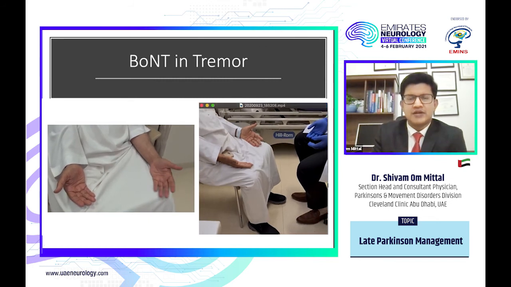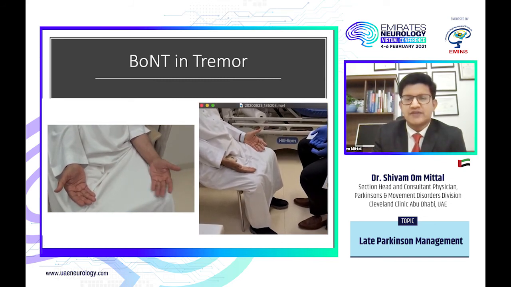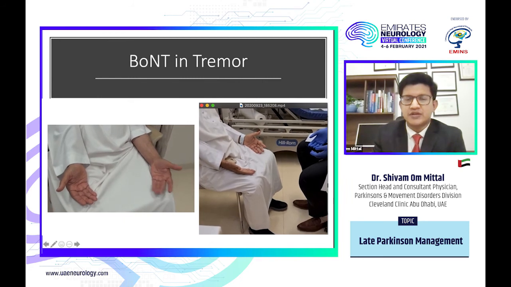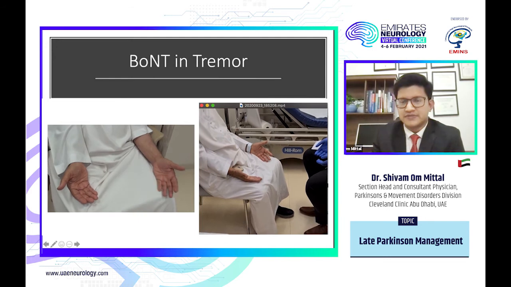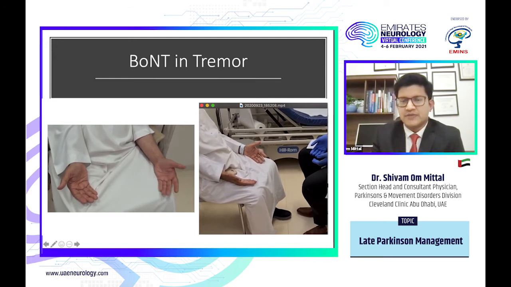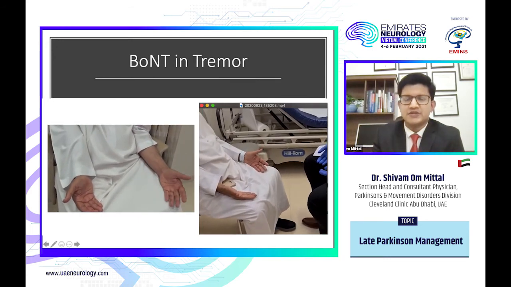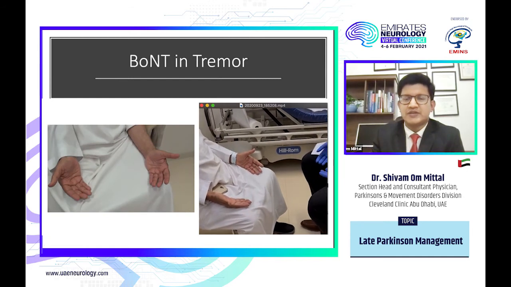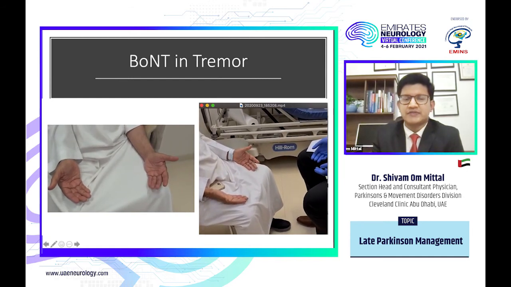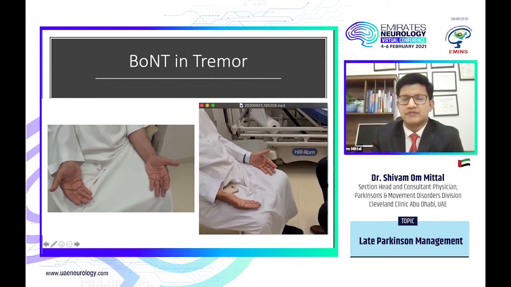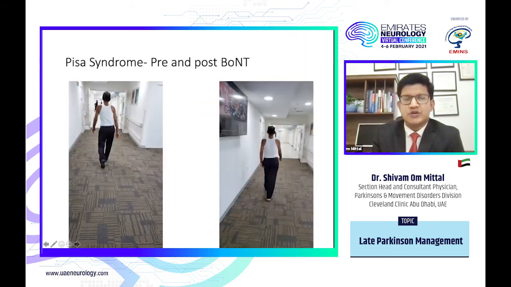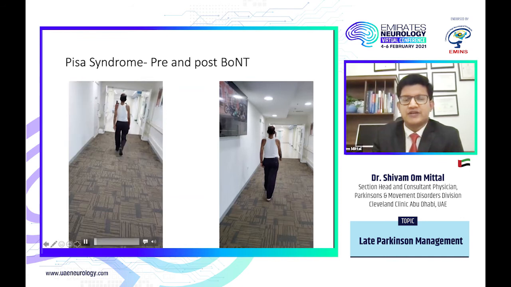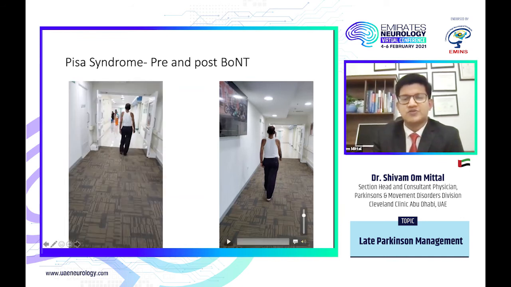And this is after the botulinum toxin injection. You can see the left hand tremor is under significant control. It's not 100%, but it is much better. I'm asking him to count backwards, and now you can see the left hand tremor starts surfacing. You can also use botulinum toxin for PISA syndrome, where you have truncal flexion towards one side.